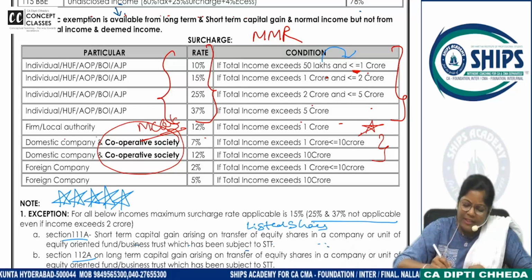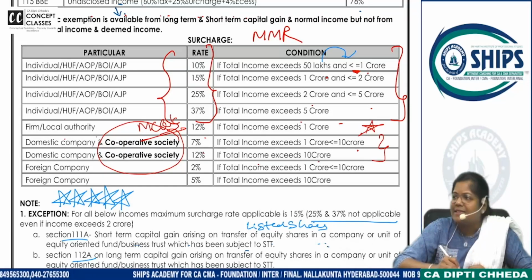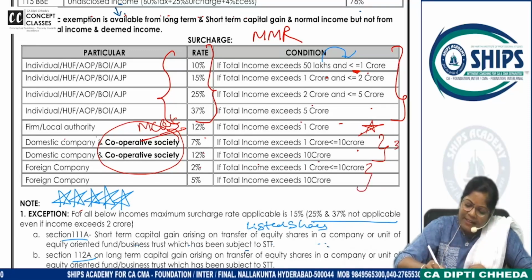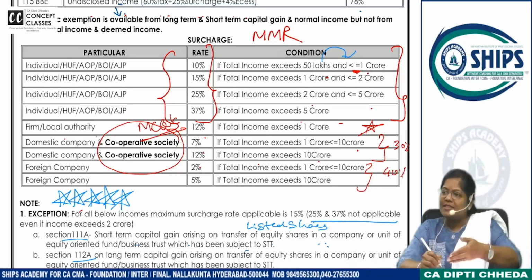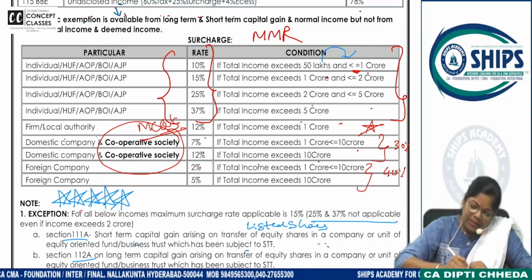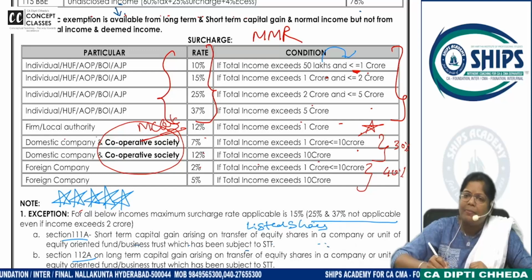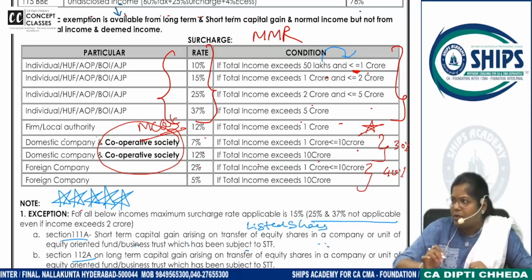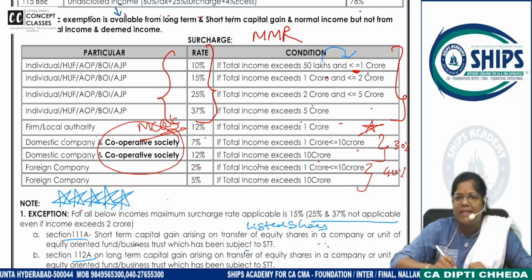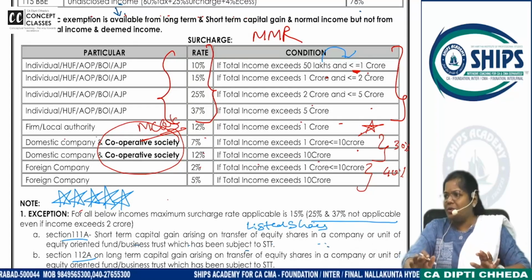How much surcharge are domestic companies paying? 1 crore to 10 crore, 7%. Above 10 crore it is 12%. And for foreign company, see here the basic rate is 30%. For foreign company, the basic rate is very high. How much is it? 40%. So what is the rate of surcharge for foreign company? Up to 10 crore, how much is it? 2%. Above 10 crore it is how much? Clear to all of you?